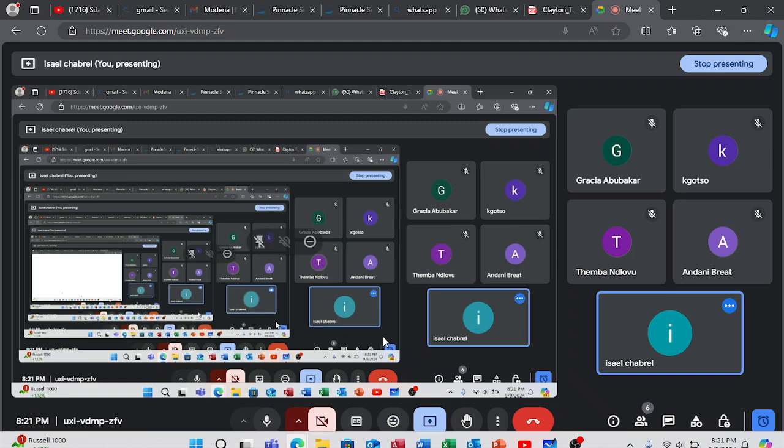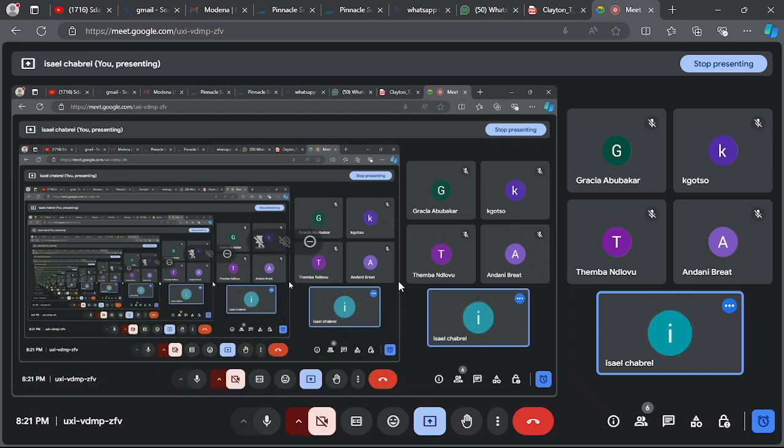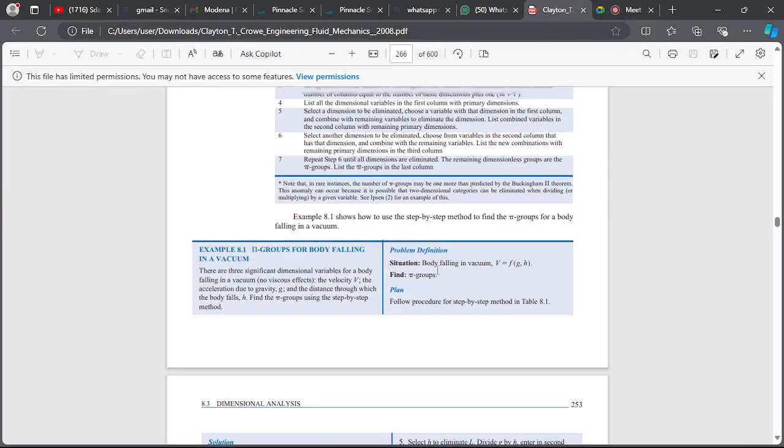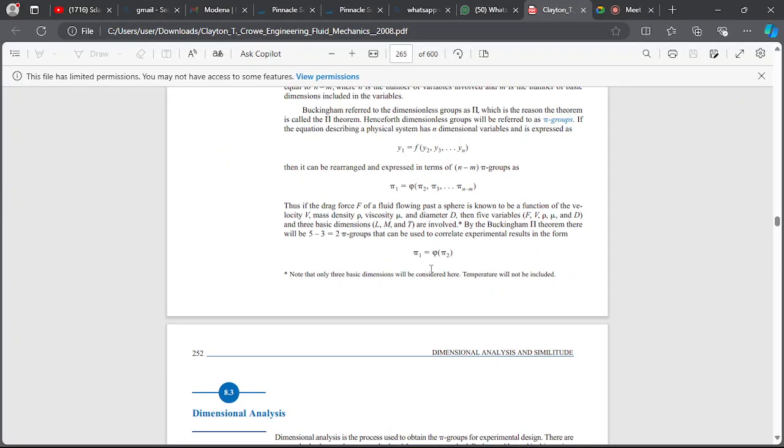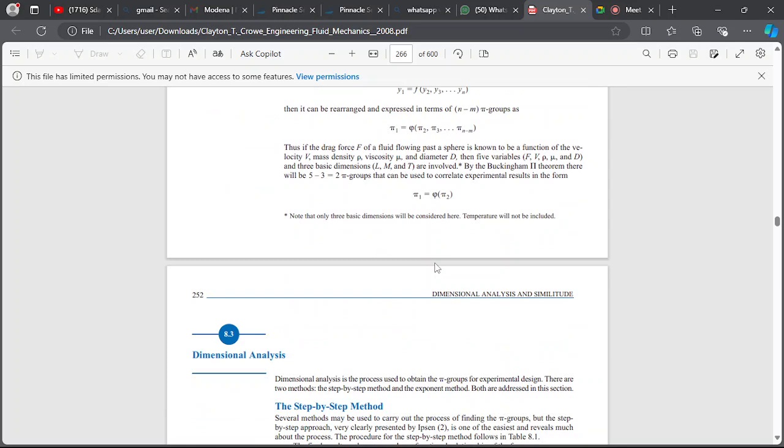So today we'll be doing, what is it called again? Buckingham Pi Theory. Okay. You can see from your textbook basically what you guys are doing. How can I explain it in the easiest way?